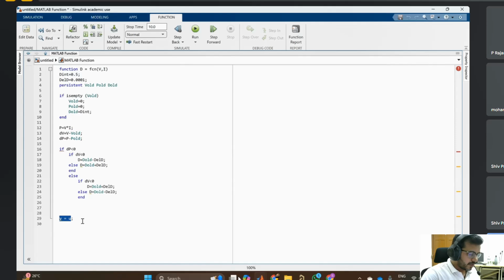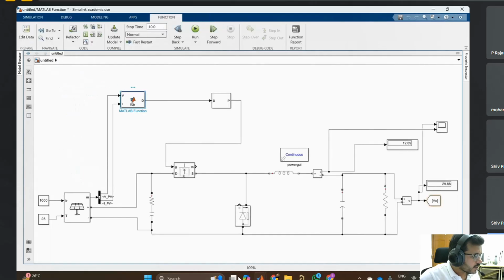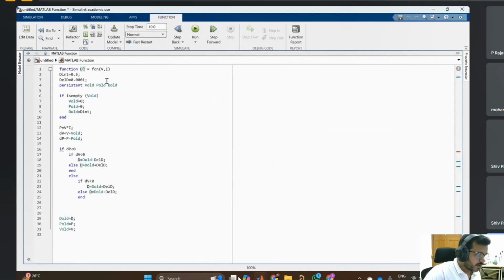Take D old, again update this one, D old is equal to D, and P old is equal to P. For next iteration, V old is equal to V. Take output as power also, and you can measure the power.